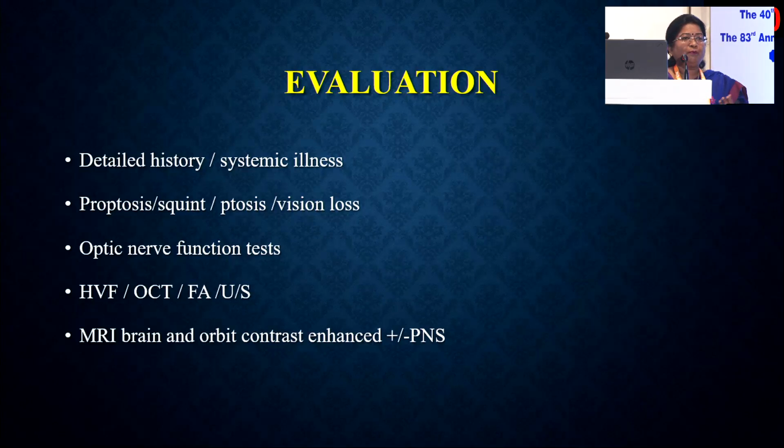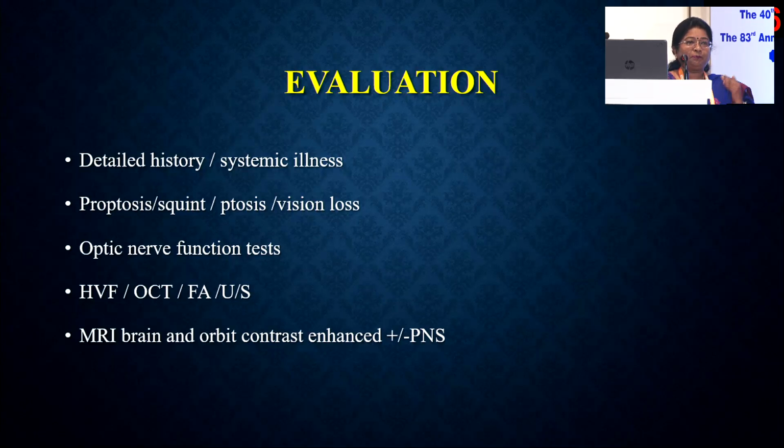Just like how you go about doing a diplopia evaluation, go for a detailed history taking, systemic illness, and watch for associated signs like proptosis, squint, ptosis, vision loss. All these are going to matter a lot, and do not forget to perform an optic nerve function test in such patients who are walking in even with diplopia of whatever type, horizontal, vertical or whatever.